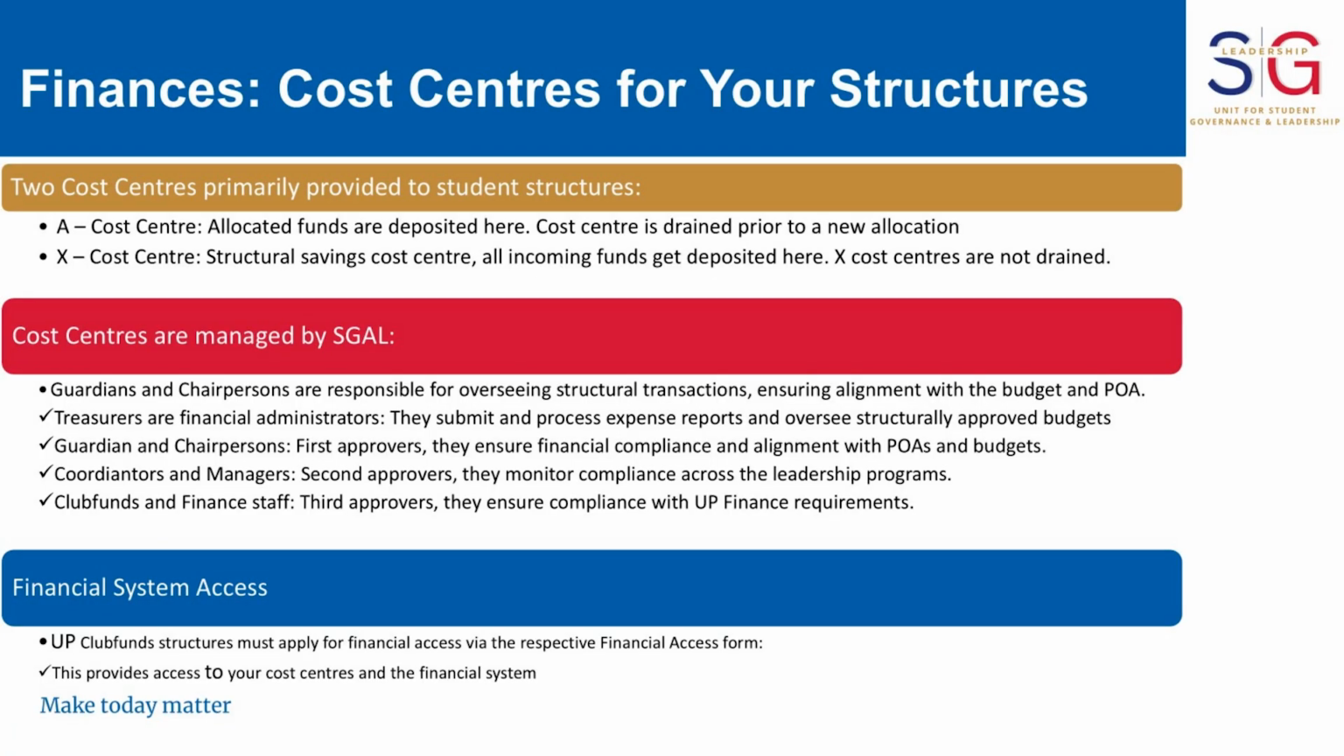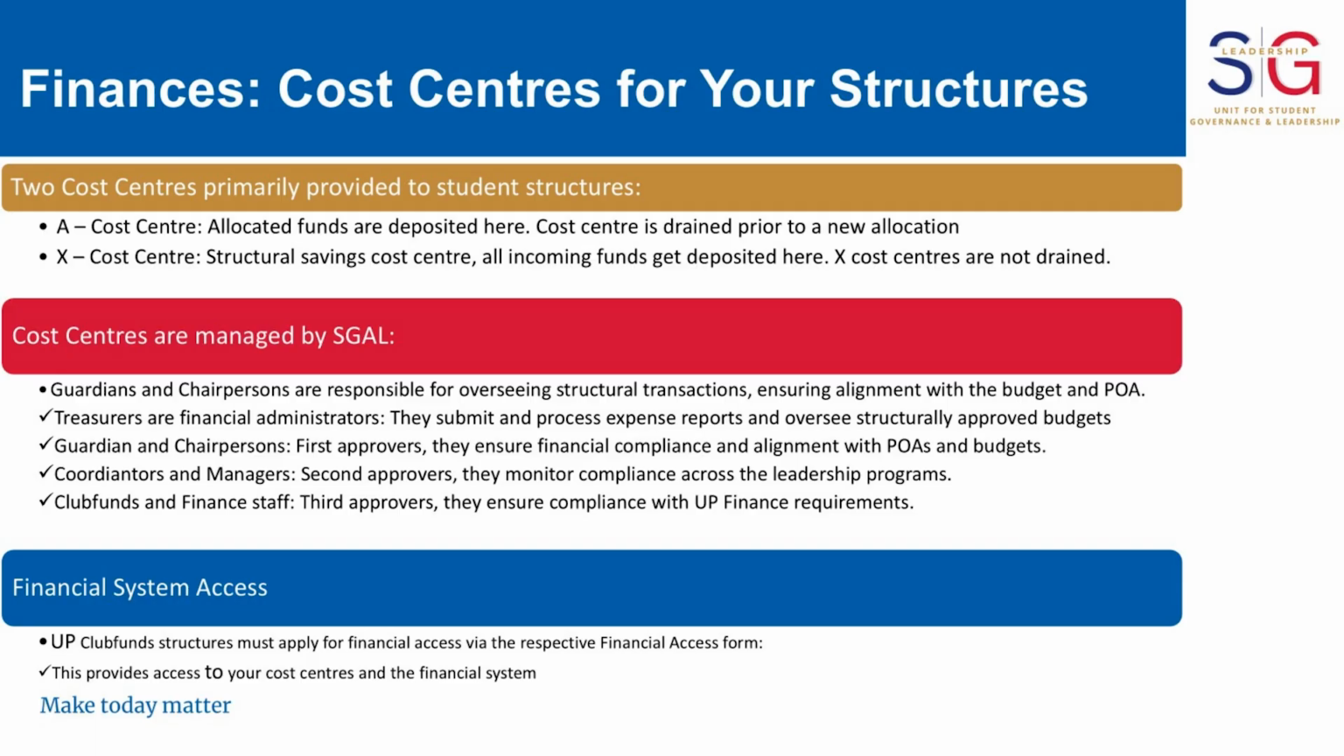Before we dive into payments, let's quickly clarify something foundational. Cost centers. When you look at your budget or make a payment request, you'll often see a reference to either an A cost center or an X cost center. Now, an A cost center refers to the cost center for which your allocated institutional funds will be deposited. These cost centers are drained of their funds prior to new allocations being made. As such, we encourage leaders to make use of these funds prior to the draining date.